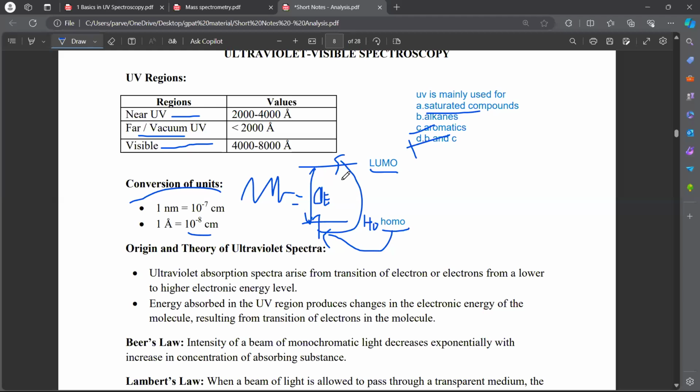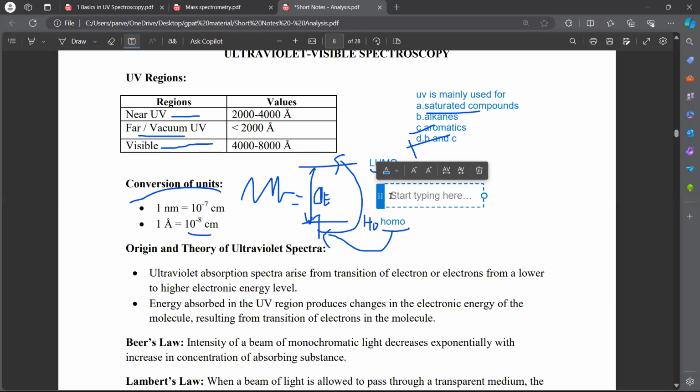So the transition between the HOMO to LUMO, and the energy absorbed in the UV visible region produces a change in the electronic energy of the molecule, resulting from the transition of the valence electrons of the molecule. So basically, I have mentioned that electrons are getting transferred from the HOMO to LUMO. There are different types of electrons which can get excited by the UV visible.